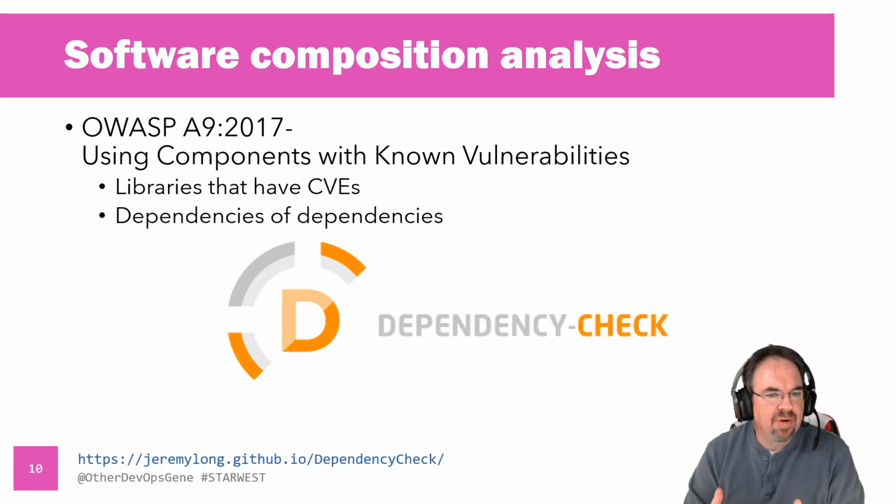But it's not just the libraries we're using. Those libraries are usually built on top of libraries, and those libraries are usually built on top of libraries. So we have dependencies of dependencies. So it's really hard to keep track of them, especially in today's day and age. So there's a tool out there called OWASP Dependency Check. There are a lot of commercial security tools that will also do software composition analysis, often abbreviated as SCA.